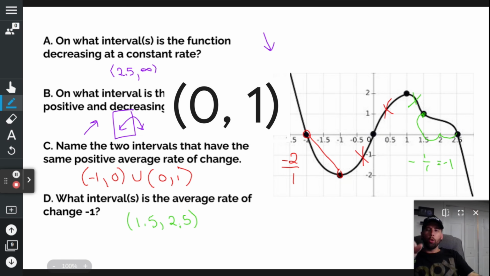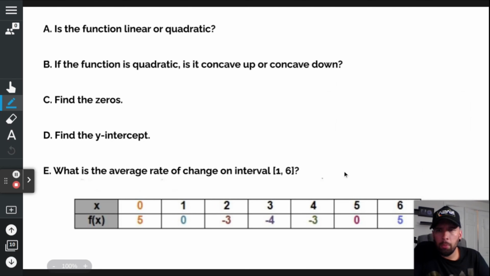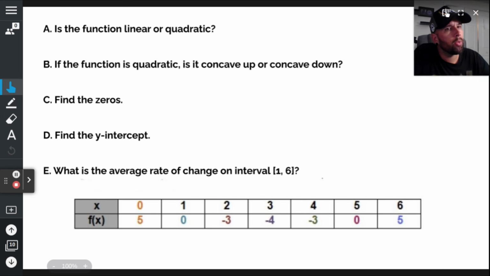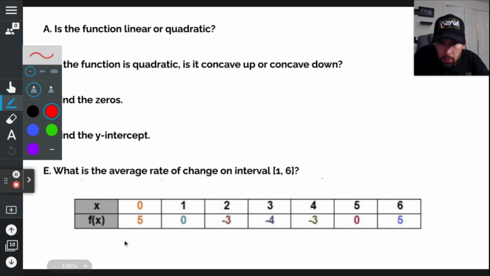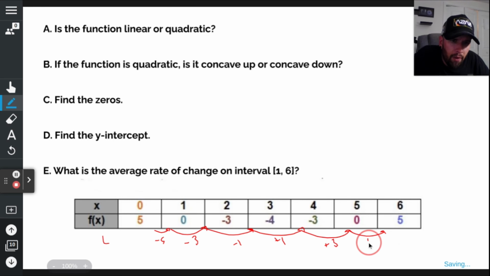Two more. The function, maybe 3 more? Is the function linear or quadratic? All right, well, I've done a bunch of these, so let's just fly through them. Is the function linear or quadratic? Well, let's test its linearity. So -5, -3, no, it's not linear, -1, +1, +3, +5. It ain't linear.